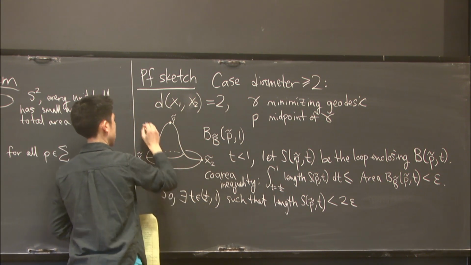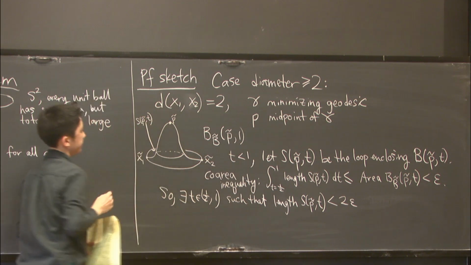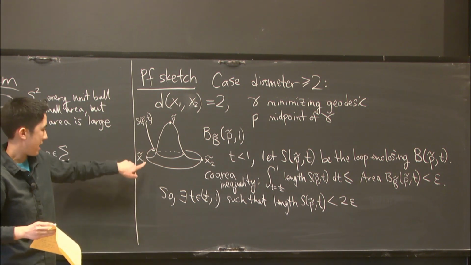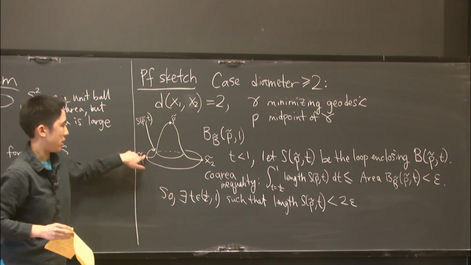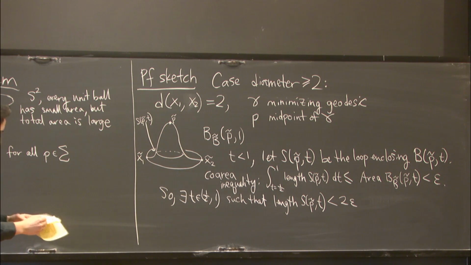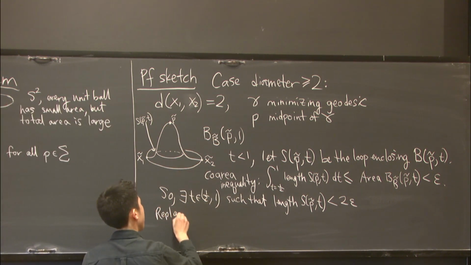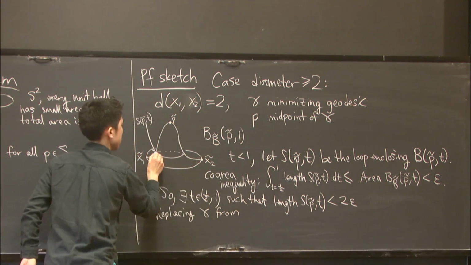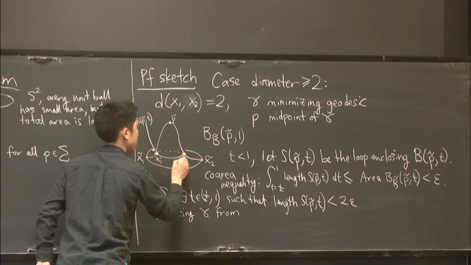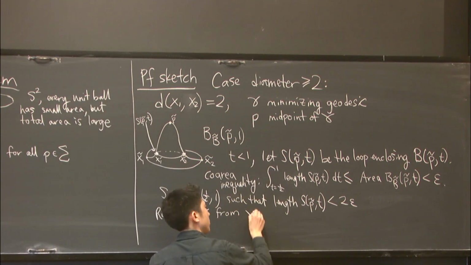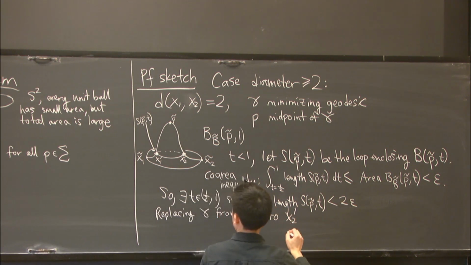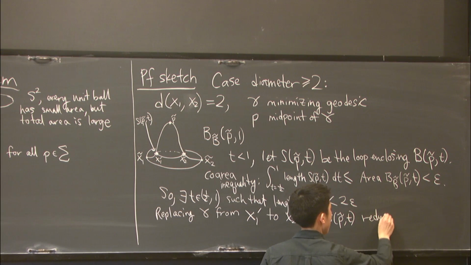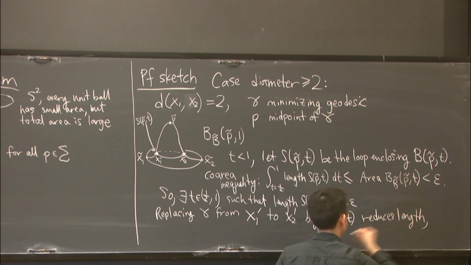And then this loop that we've now found provides a shortcut for how to get from x1 tilde to x2 tilde without going through p tilde. So replacing gamma, I guess I should label these intersection points, x1 prime and x2 prime, from x1 prime to x2 prime by S p tilde t reduces length. Contradiction.